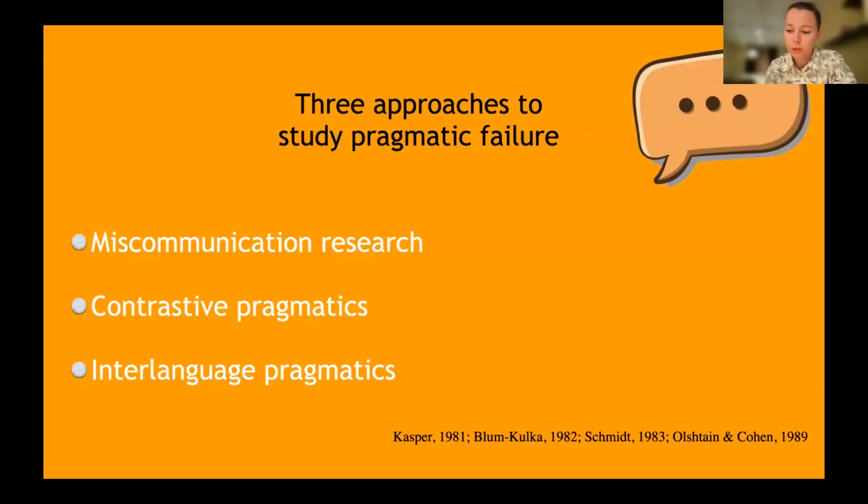It provides micro-social linguistic analysis of naturalistic encounters to identify problematic features at various levels of language use. The second one is contrastive pragmatics. This involves cross-cultural and cross-linguistic comparison of speech act realization patterns to identify similarities and differences between languages. And the third one is called interlanguage pragmatics. It examines how language learners transfer their pragmatic knowledge from their first language to their second language.